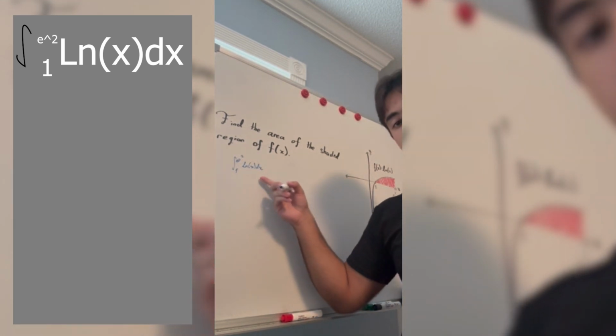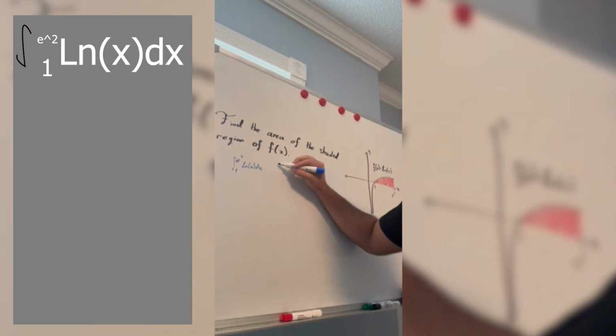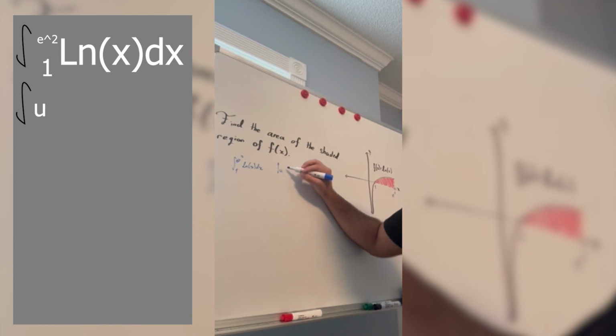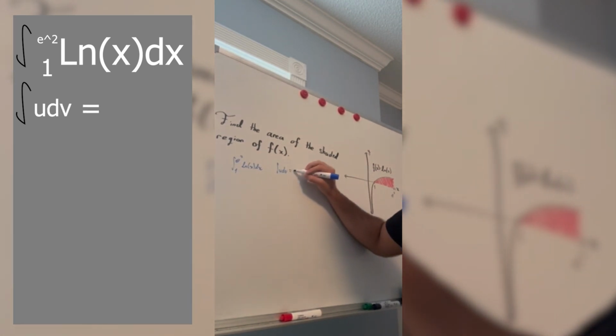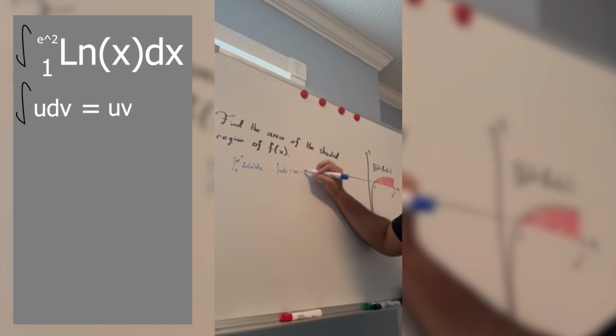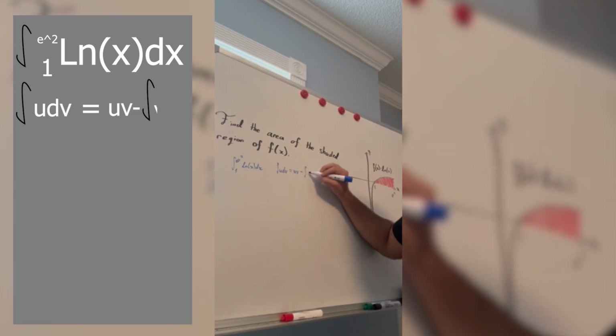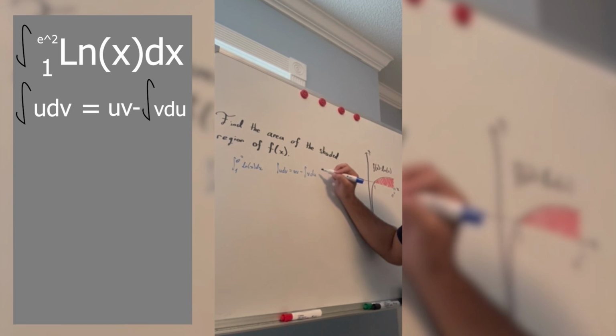And this integral requires us to use integration by parts, which states that if we have a function u integrated with respect to a function v, we can rewrite it as the functions u and v multiplied minus the integral of v with respect to the function u.